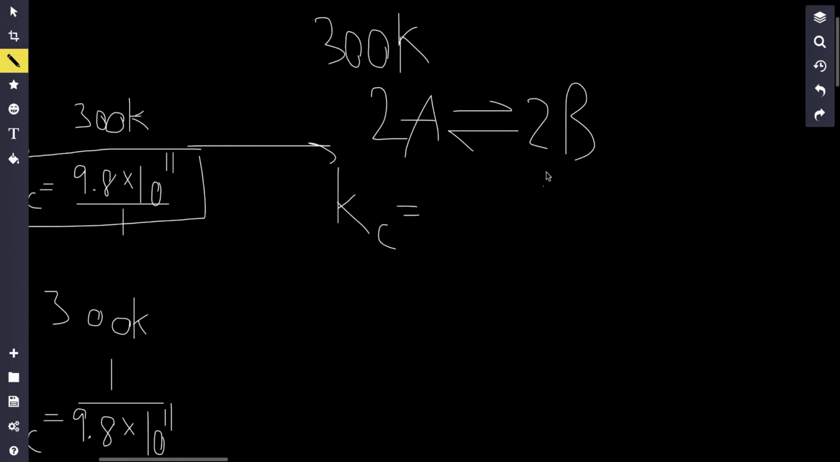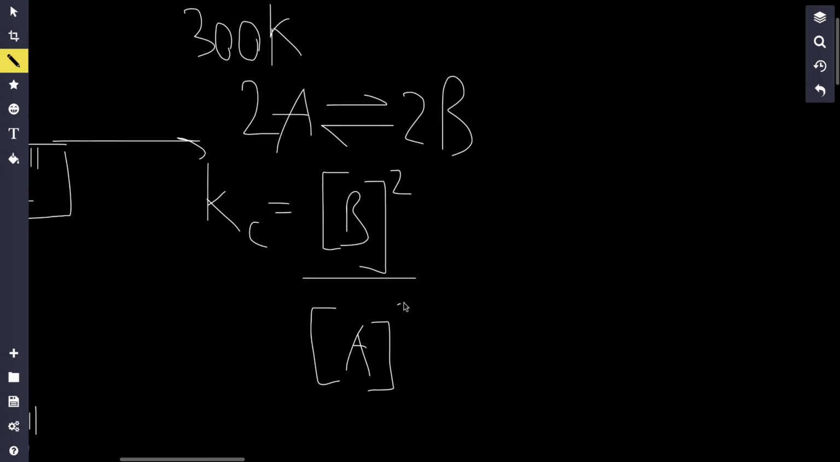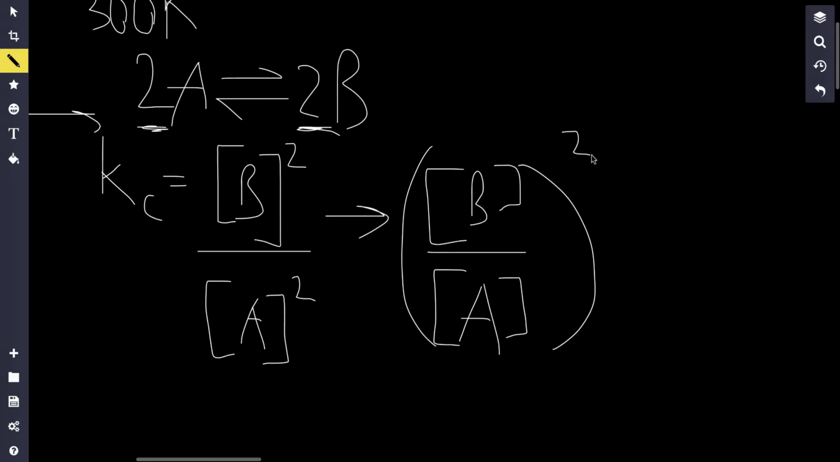Anyways, if I were to write out the equilibrium constant for this, I would get the concentration of B raised to the second power divided by the concentration of A raised to the second power, right? Because now this time they have 2 moles. There's 2 moles of each. I can rewrite this as the concentration of B over the concentration of A raised to the second power in parentheses.